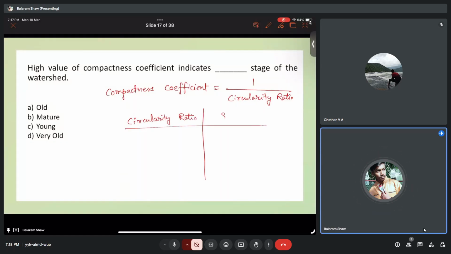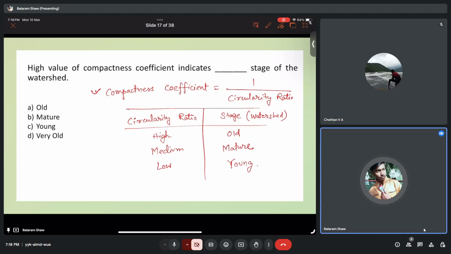and if you see the stage of the basin, then if the circularity ratio value is high, then as I explained, it will be an old stage of the watershed. Correct? If it is medium, then it is in the mature stage, and if it is low, this means it is in the young stage. Now the compactness coefficient is what?